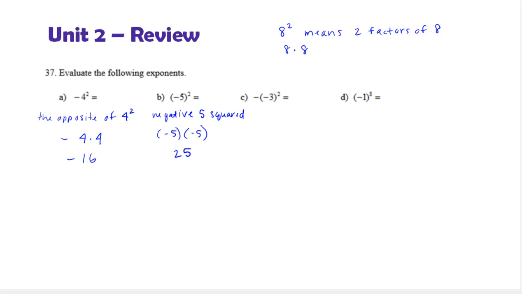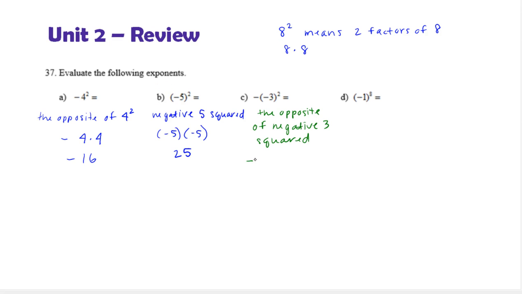Now here we have the opposite of negative 3 squared. Meaning, we're squaring the negative 3 first because it's an exponent. This is a negative because it's in the parentheses with the squared. And this is an opposite because it's outside and not part of the squared.